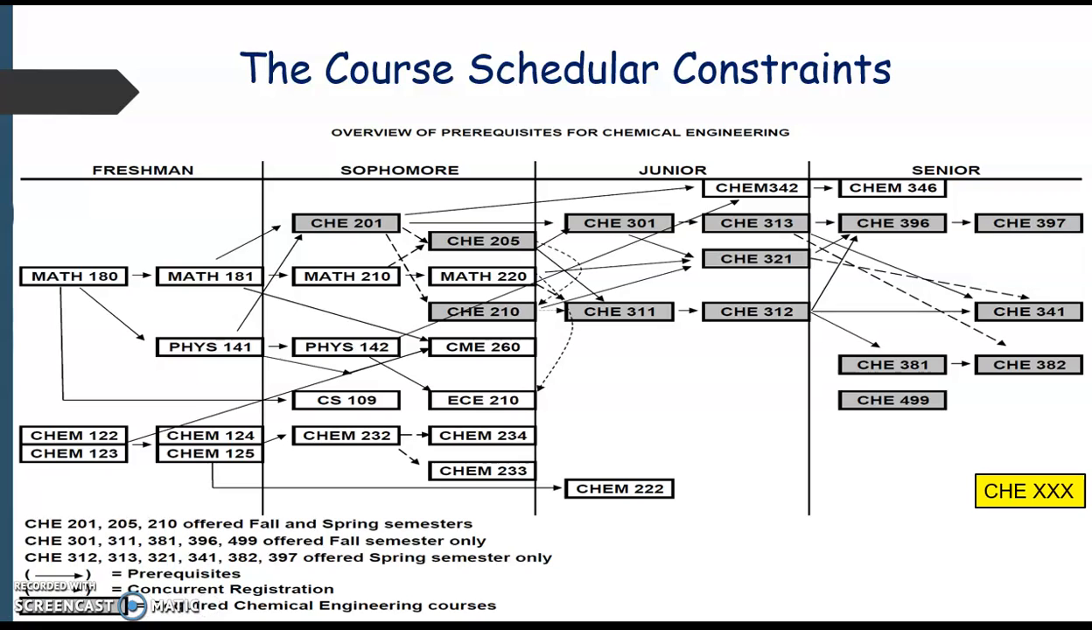The way we approach this problem is to introduce a fictional course CHEXXX, which is set as a post-requisite to all the courses which are not a prerequisite to any course. For example, Chem 234, Chem 233 or CME 260. The course CHEXXX then becomes our objective function, and the scheduler optimizes the schedule of the courses to minimize the semester in which the fictional course CHEXXX is taken, subject to all the constraints.